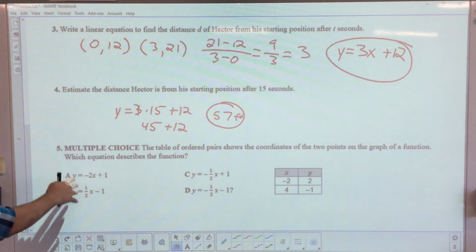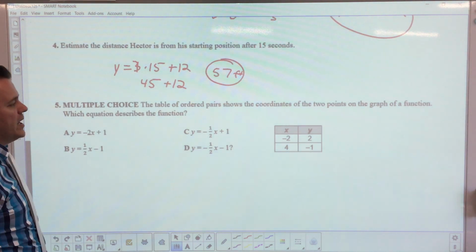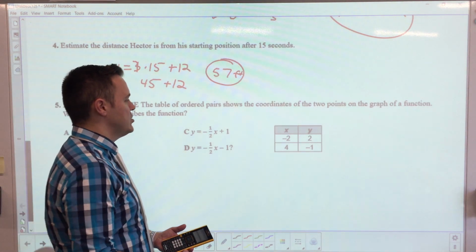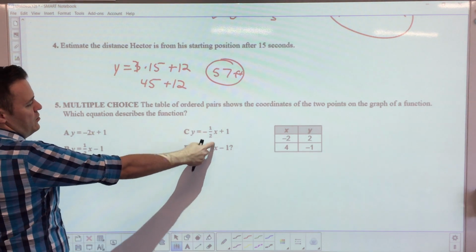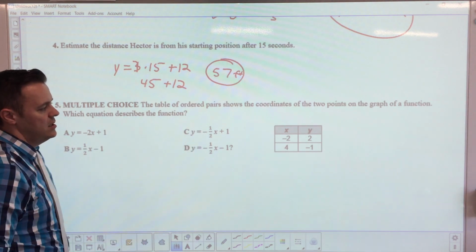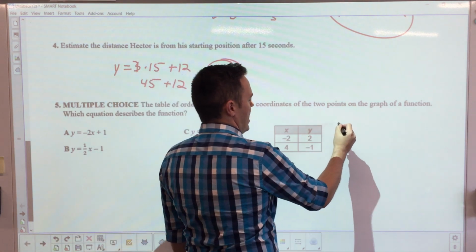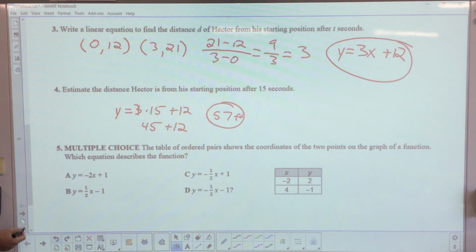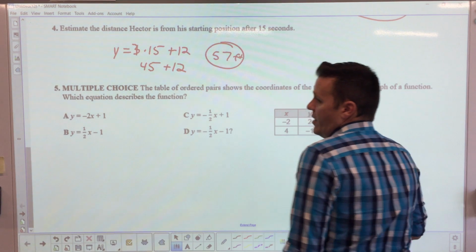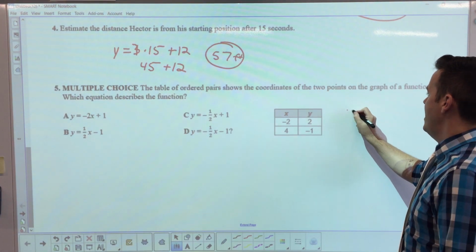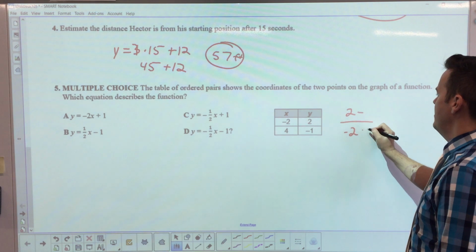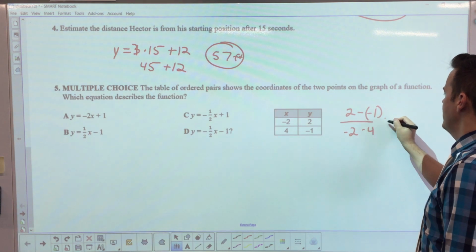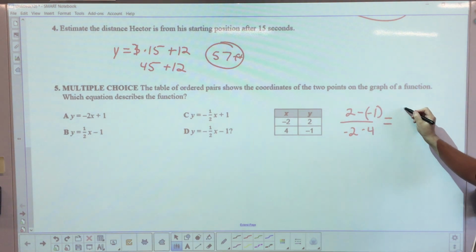Multiple choice. The table of ordered pairs shows the coordinates of 2 points on the graph. Which equation describes the function? What I want you to do first is do simple elimination, and you'd find out which one of these slopes is legit. So figure out your x and y. Do y2 minus y1 over x2 minus x1. When you do it, you would have 2 over negative 2 minus minus negative 1 and 4. Change your signs. This is going to be 2 plus 1, which is 3.